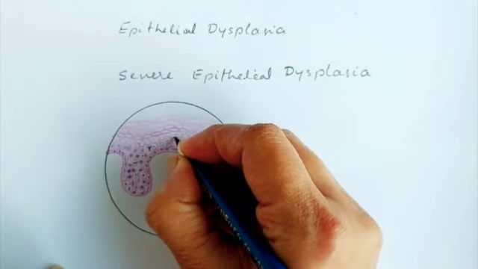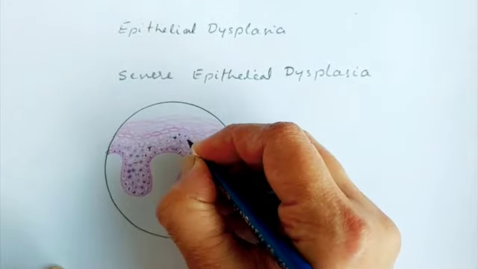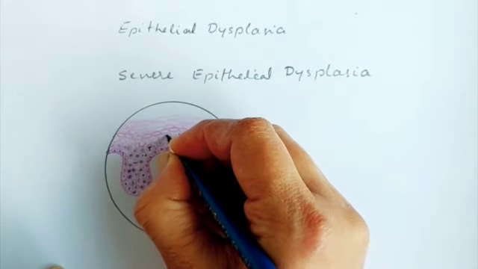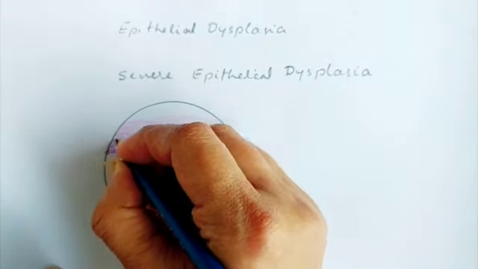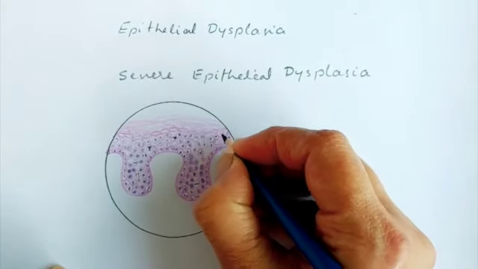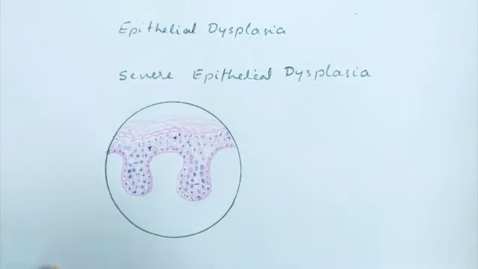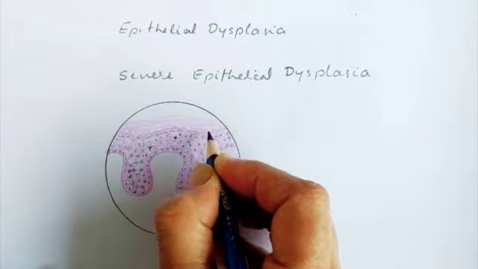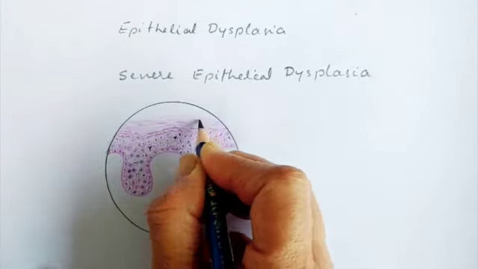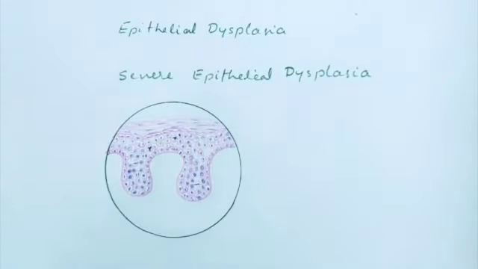Here I'm drawing few abnormal mitotic figures, tripolar, tetrapolar. Please refer to my previous video on the theory part, where you'll understand what are abnormal mitotic figures and what is abnormal mitosis. Now, pycnotic nuclei in the keratin layer.